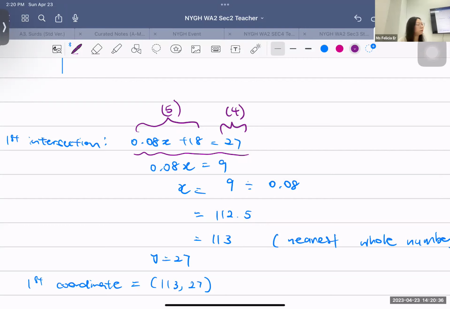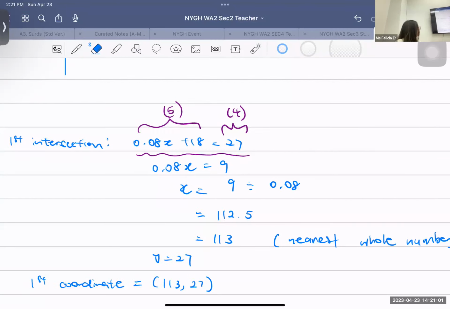So I found my x, my y is very straightforward. It has to be 27, right? Because this is a straight line, my y equals 27. So my first coordinate is 113, 27 corrected to nearest whole number. If it's not corrected to nearest whole number, it will be 112.5, sorry, 27. Can see that? This is my first intersection.